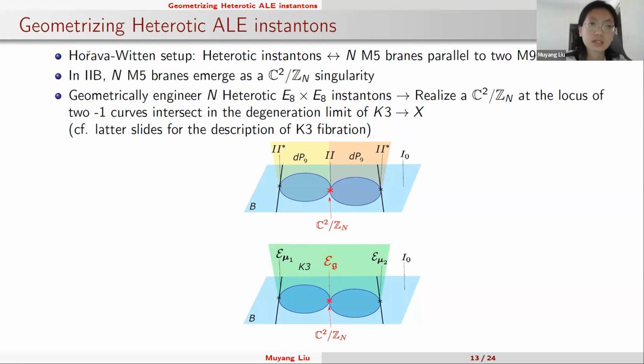So thanks to the horizontal pictures, we can realize the heterotic instantons in terms of the n fibrins parallel to the two M9 branes, and in type 2b, such n fibrins emerge as C2 mod Zn singularities, which means that in F theory we can geometrically engineer those n copies of heterotic E8 cross E8 instantons in terms of realizing a C2 mod Zn singularity at the locus where the two -1 curves intersect at the degenerating limit of K3. I'll have more slides later on the descriptions of K3 fibrations. This is just to briefly review how we introduce the alien instantons in the geometric setups.